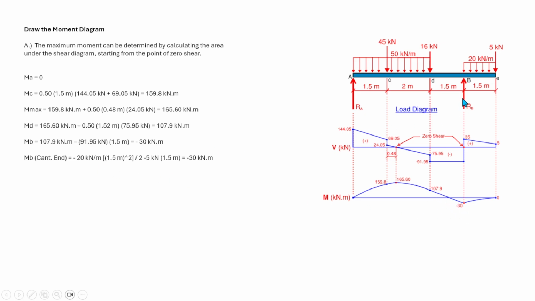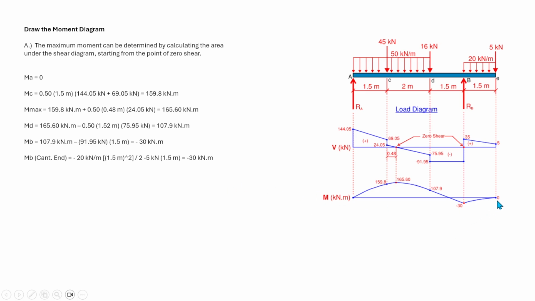So to calculate the moment at the cantilever end, which is minus 20 times 1.5 squared over 2 minus 5 times the moment arm of 1.5, that is equal to negative 30. So it should be negative 30. If it so happens it is not equal, let's say 30.02, that's okay because the discrepancy is due to the rounding off of the figures here.